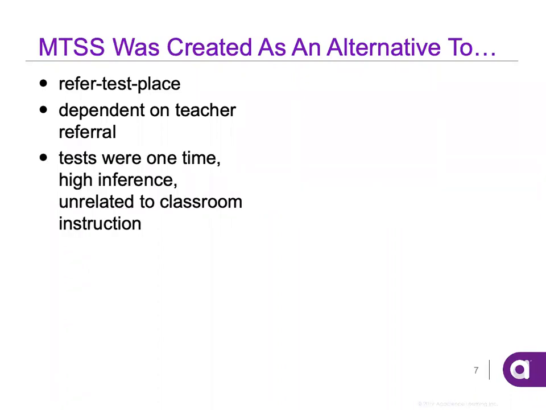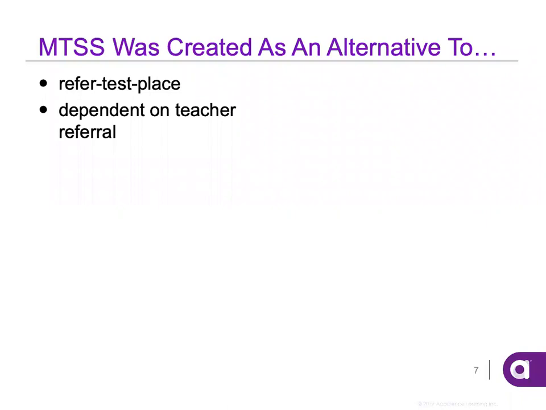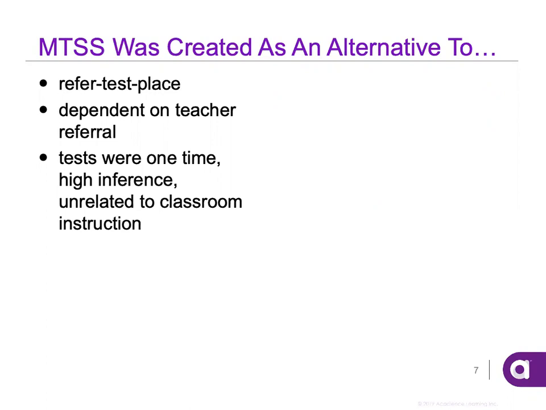Being dependent on the teacher referral is something we don't need to do anymore. This is an inefficient practice, and if you have universal screening, whether it's Acadience reading or some other universal screener, you don't need to wait for a teacher referral. That's the purpose of screening, to find those students who are at risk very early and to start providing support to them right after the screening data are collected.